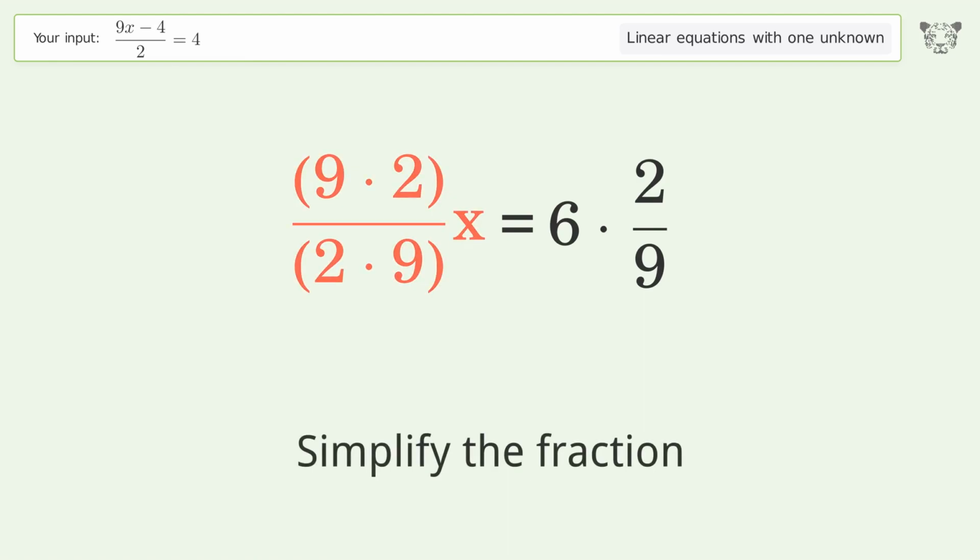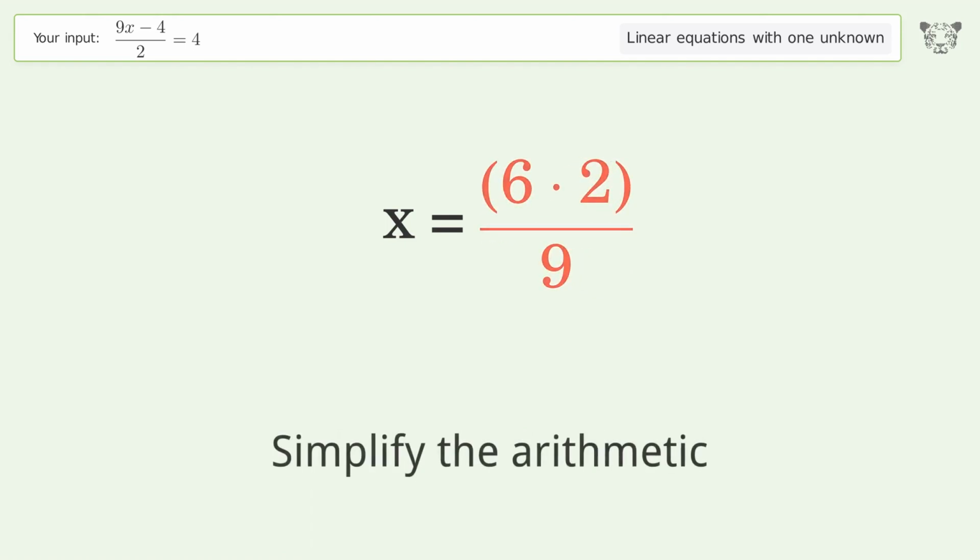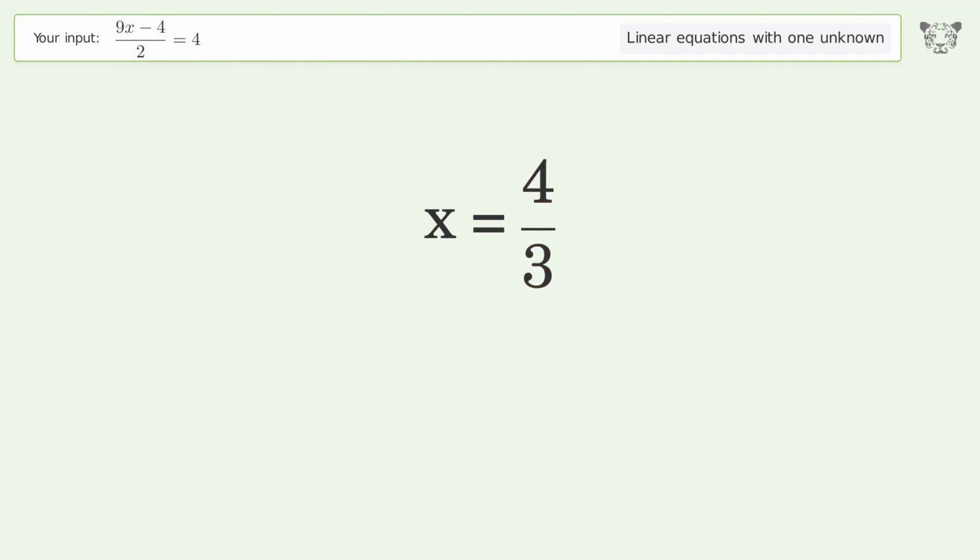Simplify the fraction. Multiply the fractions. Simplify the arithmetic. And so the final result is x equals 4/3.